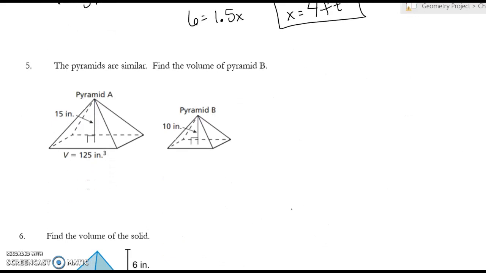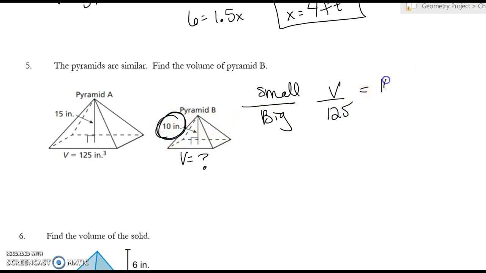Okay, number 5, we're going back to volume. And remember, volume with similar figures is side cubed over side cubed. So I'm looking for the volume of this one. Since I'm looking for the volume of B, I'm going to put the small on top. Small over big. My small number I don't have, so it's going to be volume over the volume of my big, which is 125. Now I go back to small, and the only number I have is my height, so it's 10, but remember we're talking about volume, so I cube it. So 10 cubed over 15 cubed.